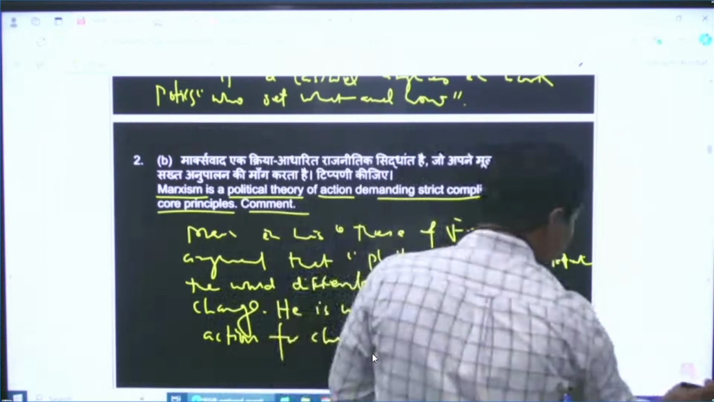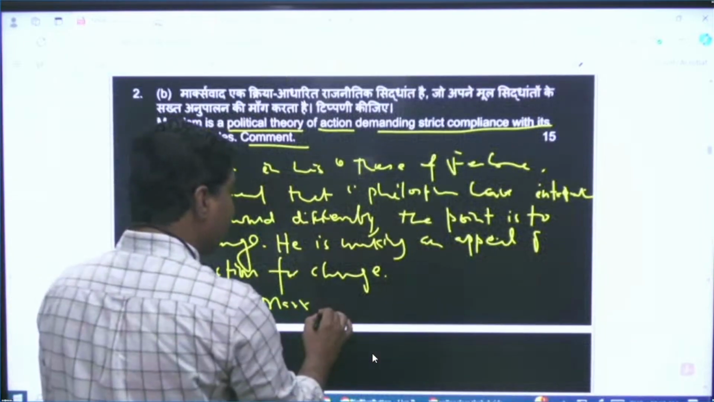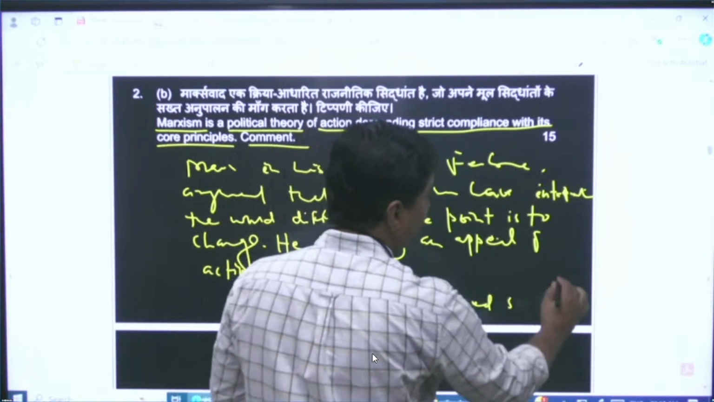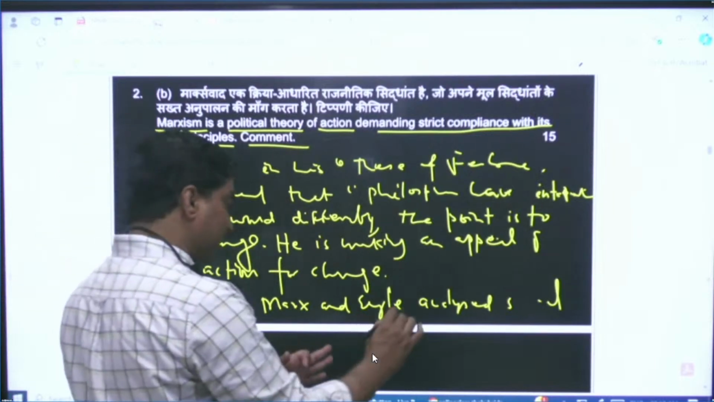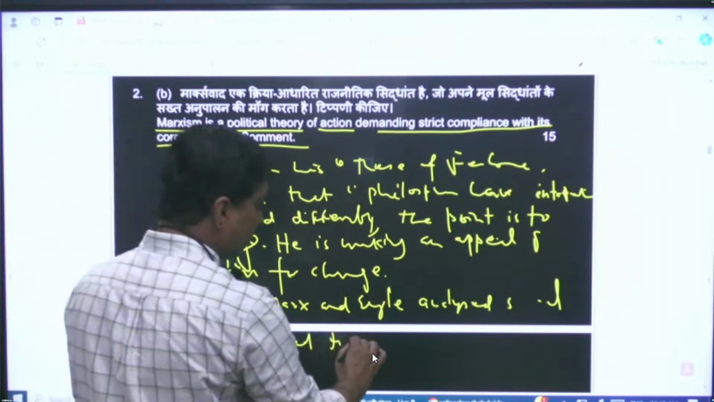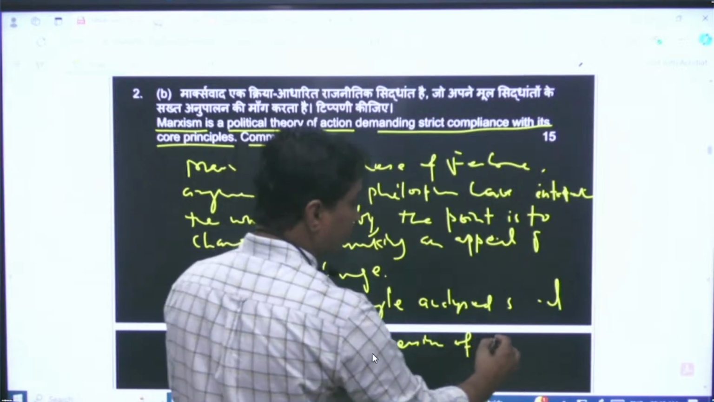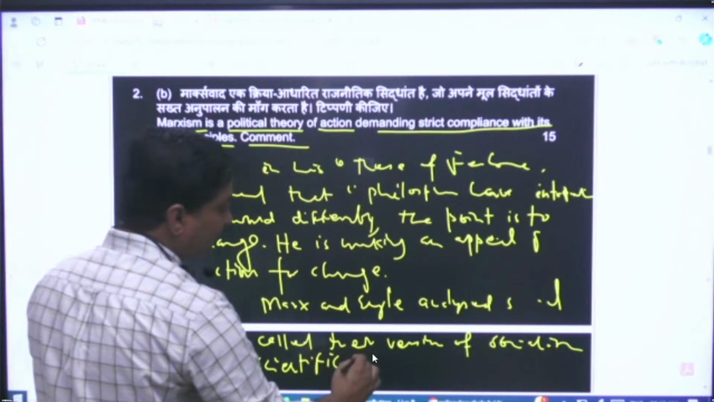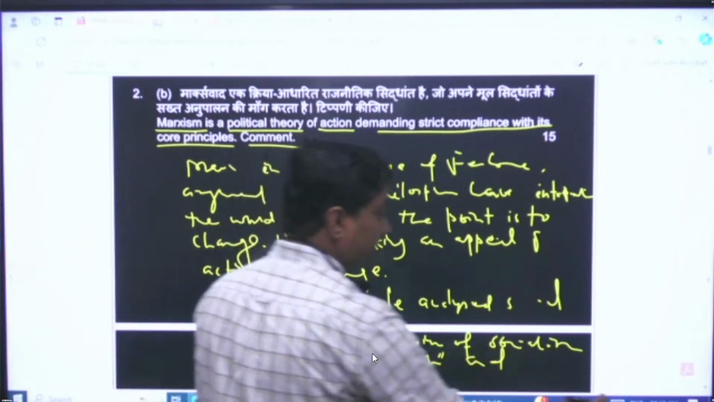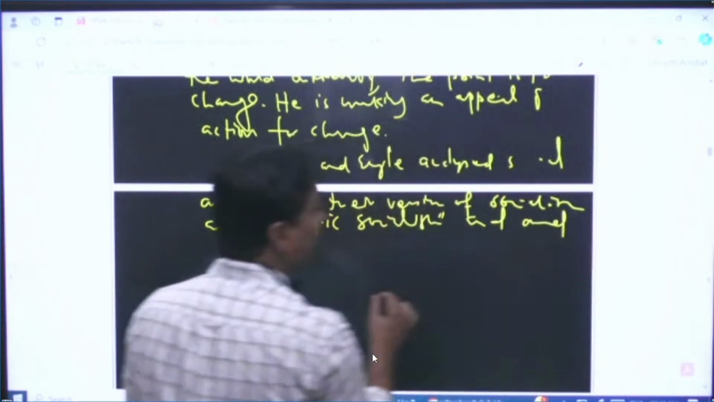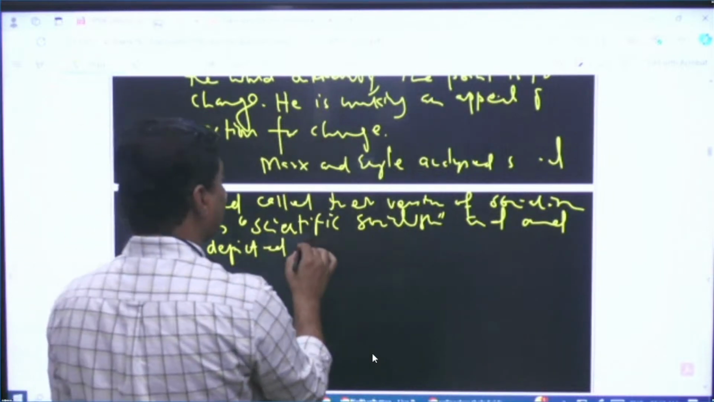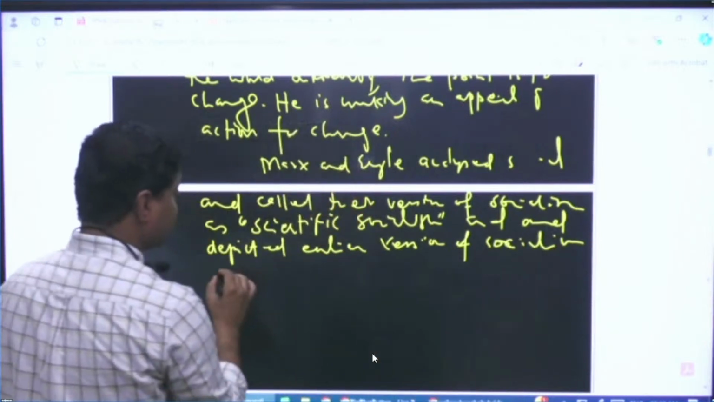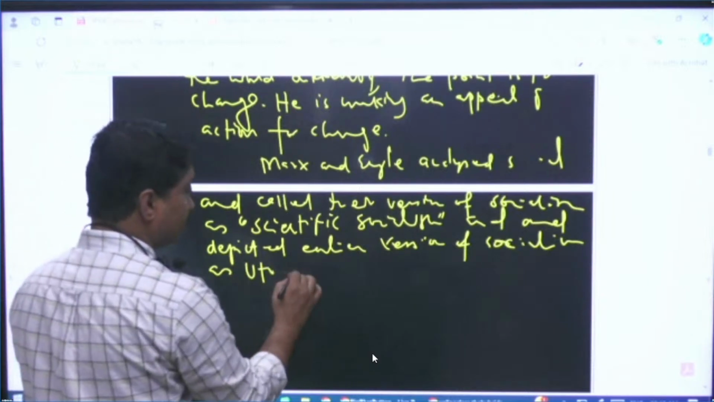Right? Marx and Engels analyzed socialism and called their version of socialism scientific socialism, and depicted the earlier version of socialism as utopian socialism.